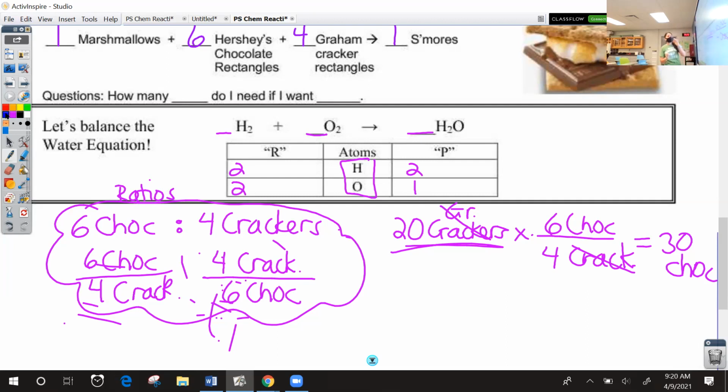Very good. I'm going to switch colors here. And now what I want to do is try to get it so that they're balanced. Okay. So right now, I've got 2 and 2 for my hydrogen. So that's good. But my oxygens are 2 and 1. So I know I need more oxygen. So people will say, don't do this. They'll say, so write a 2 in there. Okay. Here's the situation. Here's the issue.